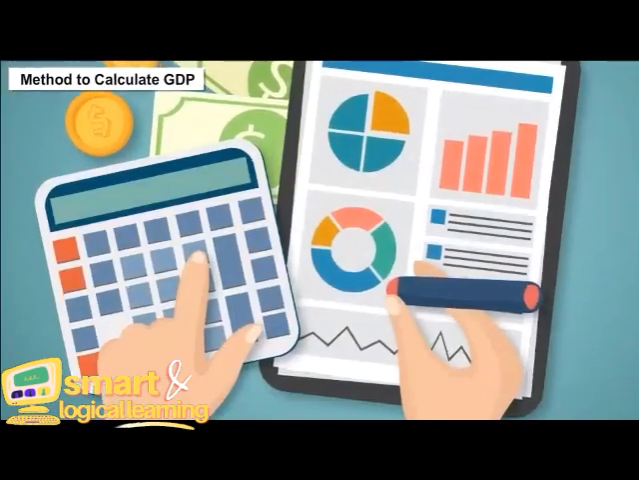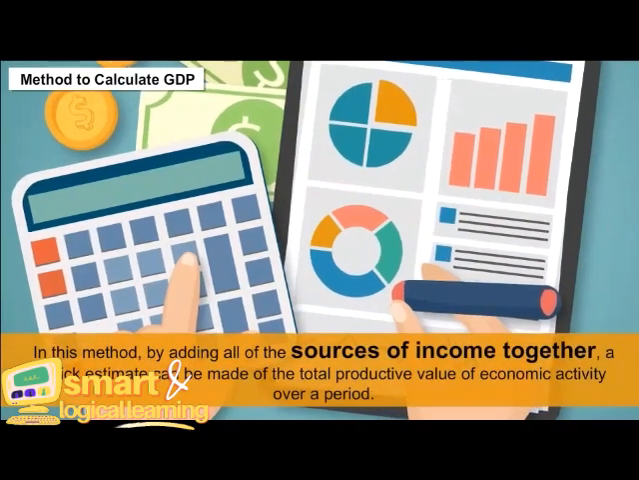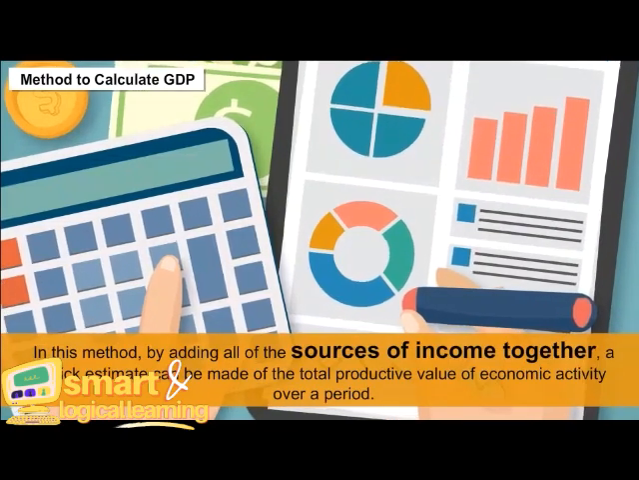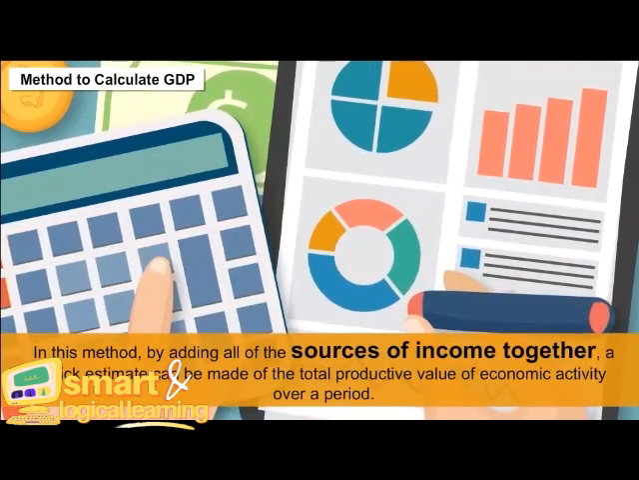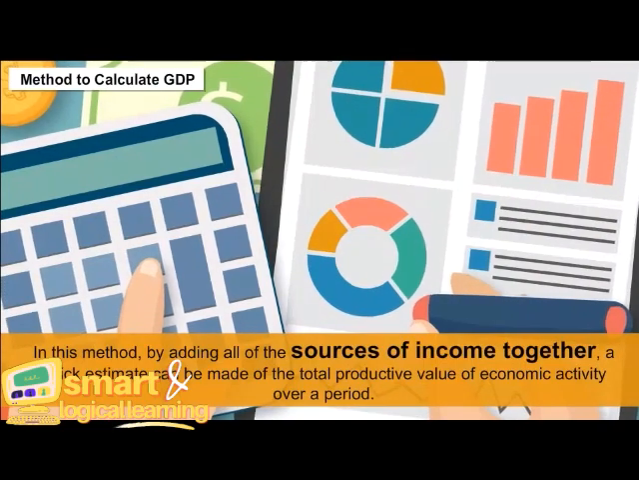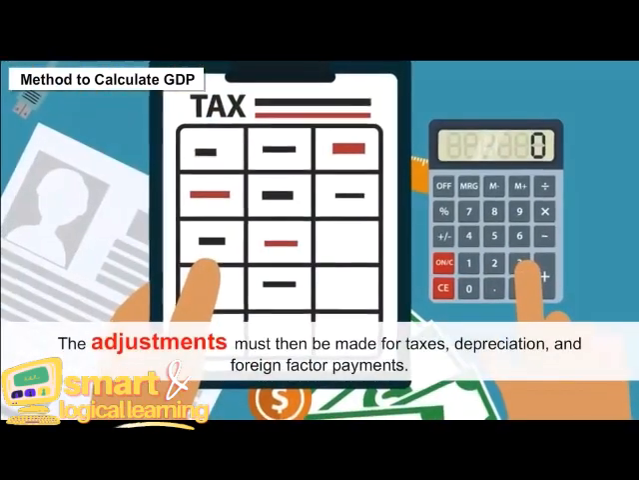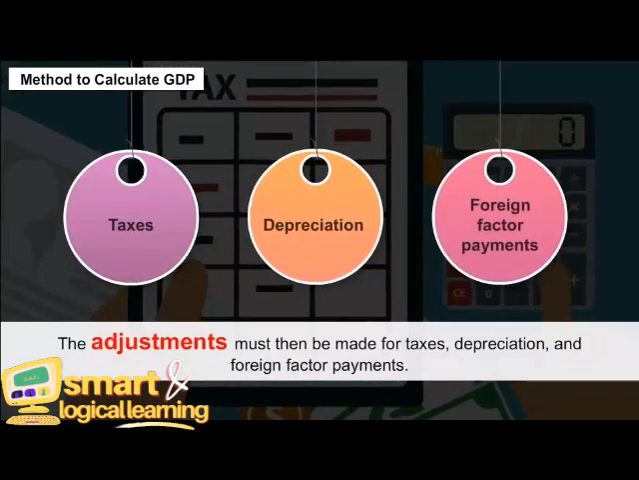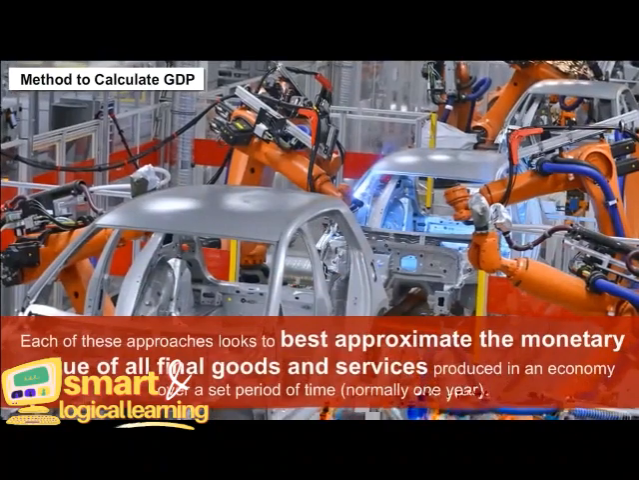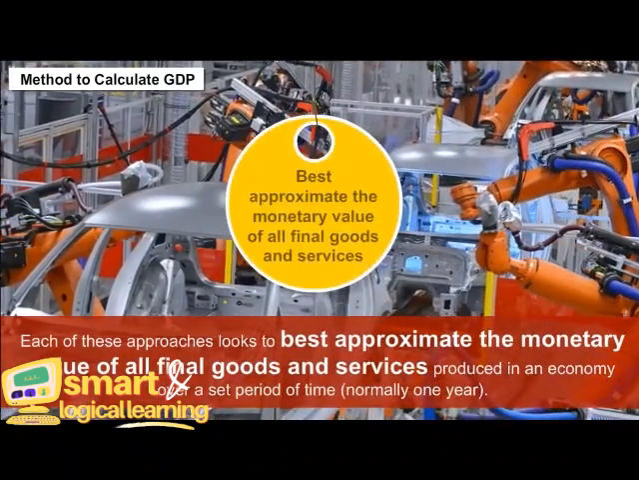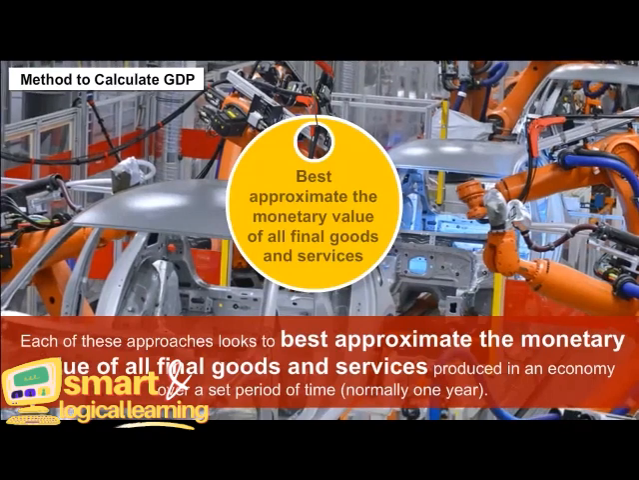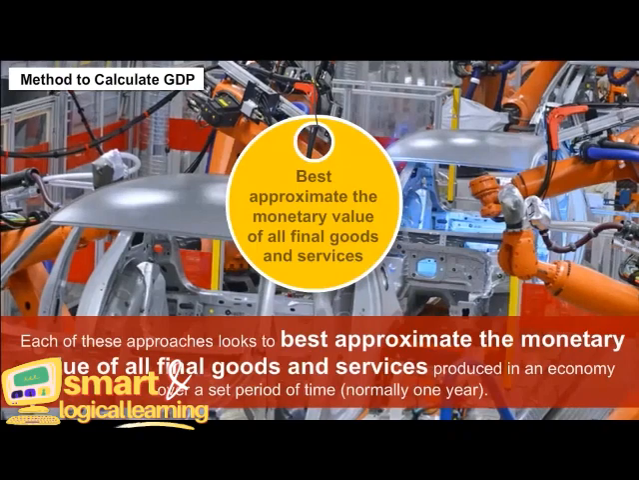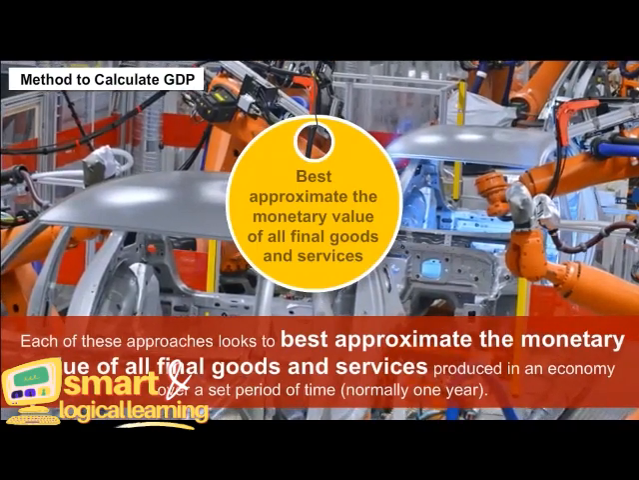Method to calculate GDP. In this method, by adding all the sources of income together, a quick estimate can be made of the total productive value of economic activity over a period. The adjustments must then be made for taxes, depreciation, and foreign factor payments. Each of these approaches looks to best approximate the monetary value of all final goods and services produced in an economy over a set period of time, normally 1 year.